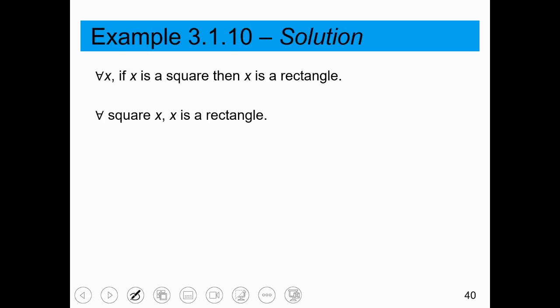We could say for every x, if x is a square, then x is a rectangle. Or we could say for every square x, x is a rectangle. Both are great ways of saying the same thing.